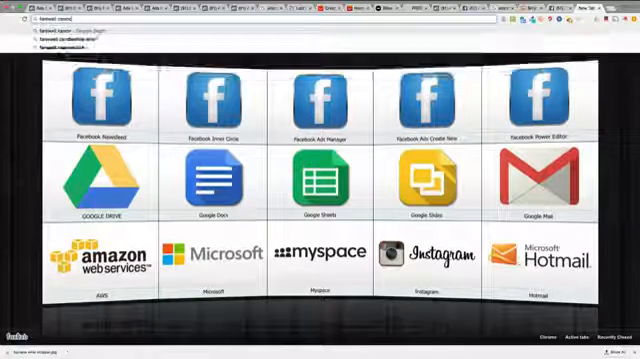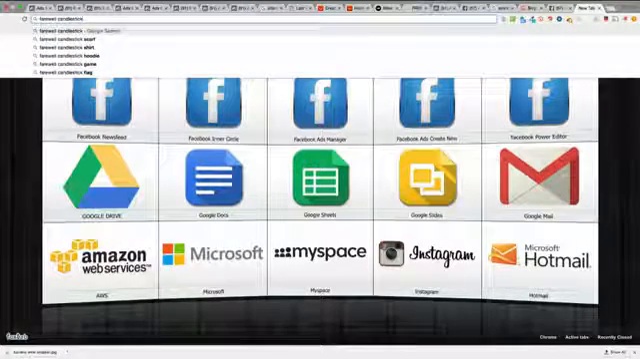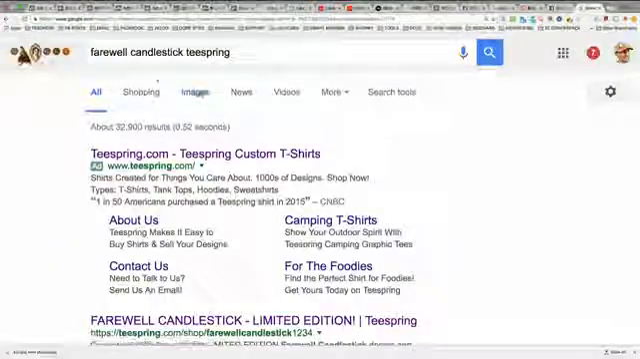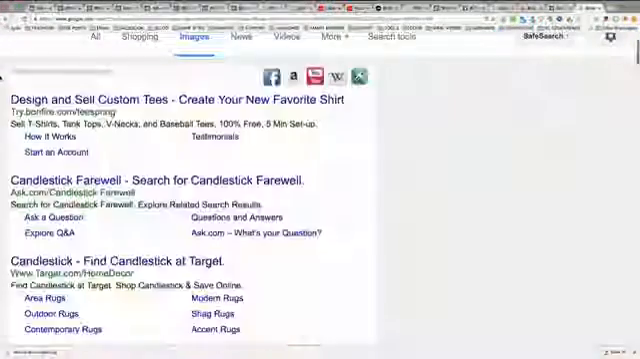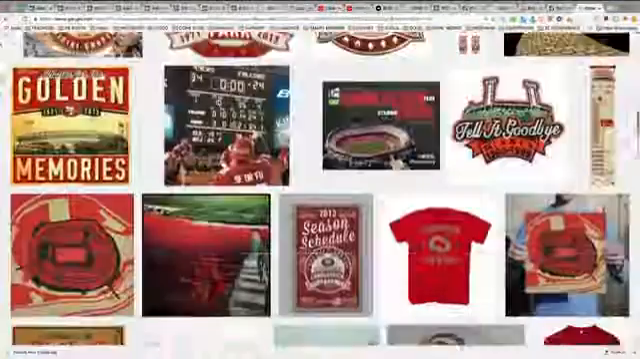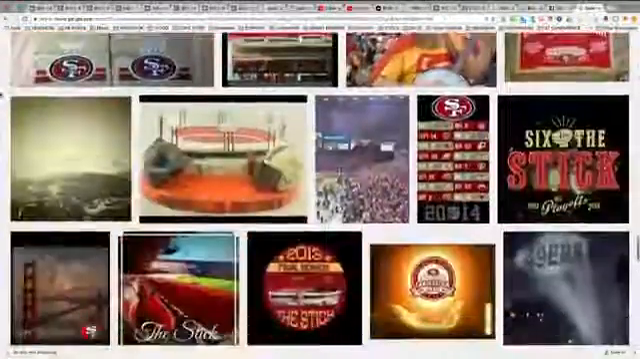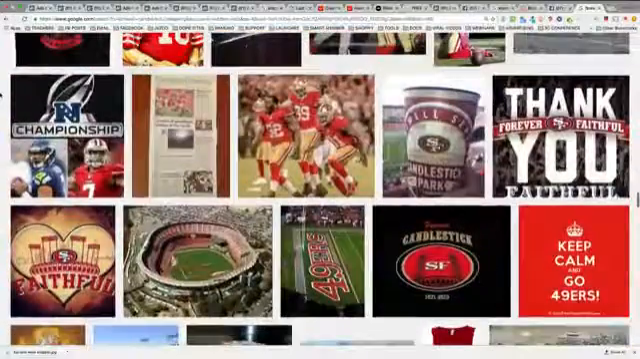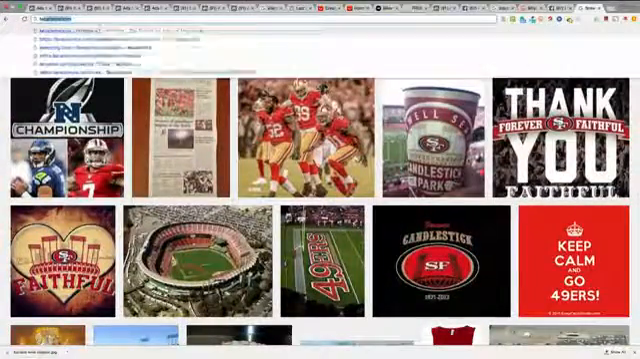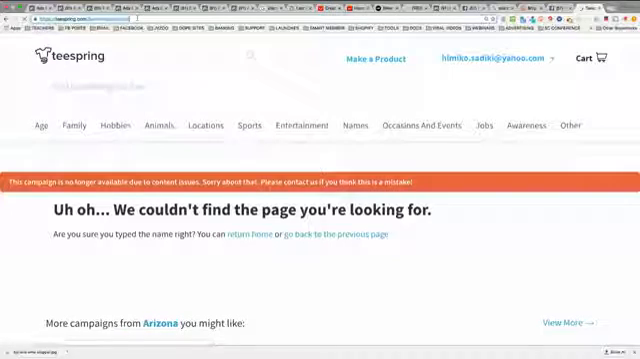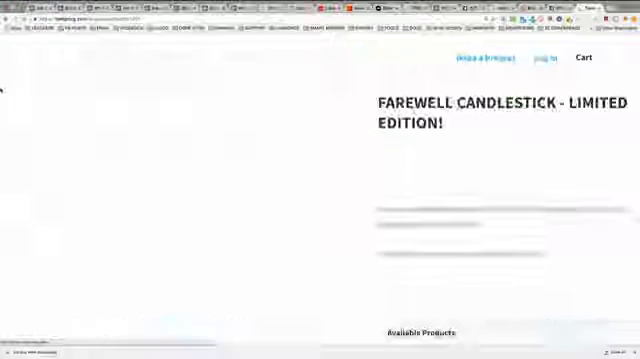Farewell candlestick. It was on Teespring. I basically came up with an idea. Where is it? There's a lot of these. I wasn't the only one who came up with the idea, and I don't even know if I was first. But when I came up with it, I didn't see anybody else there. Let me see if I can find a better one. I think I was the one that did it, and then everybody just copied me. Let's see, I think it was 1, 2, 3, 4. It was years ago, so I can't imagine that is still up. We'll try once more. Okay, there it is.